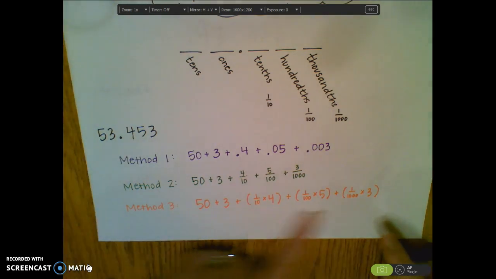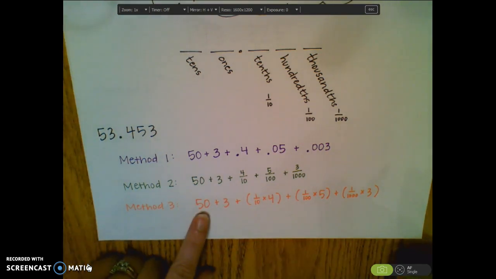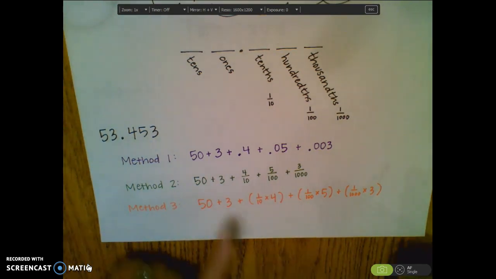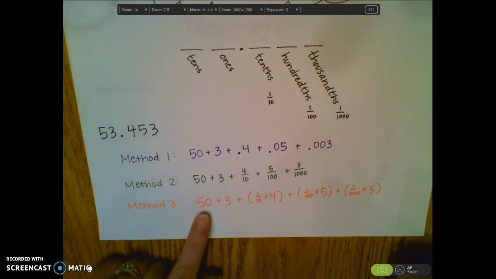Technically, I can also take my whole numbers and express them as, you know, the 3 as 3 times 1 and the 5 as 5 times 10.